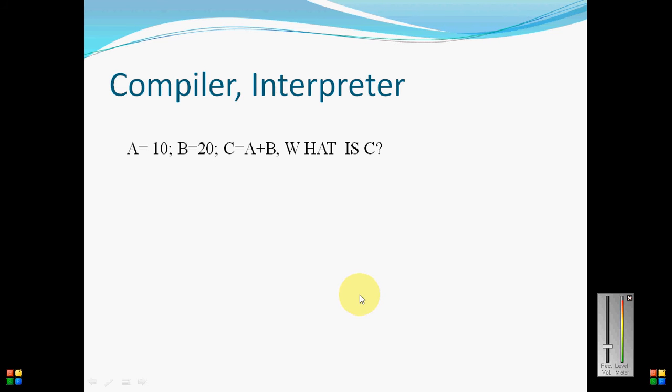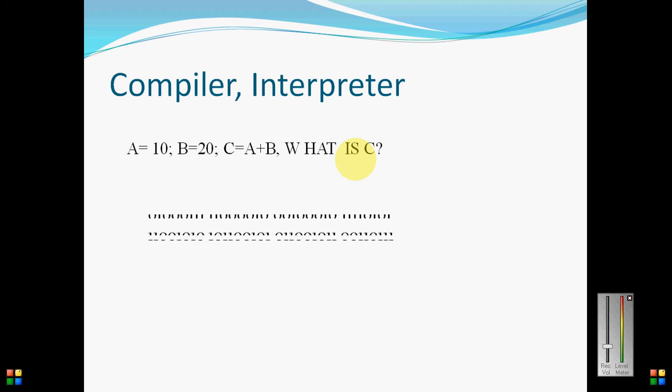Before we start, let's take this equation. A is equal to 10, B is equal to 20, C is equal to A plus B. So what is the value of C? We would say 30. That's amazing. But did you get it? Probably no.